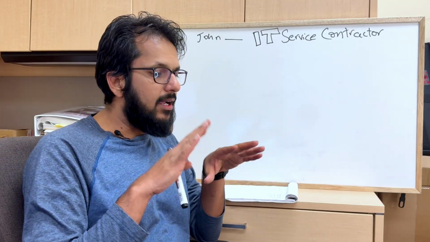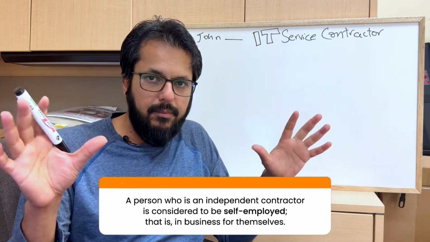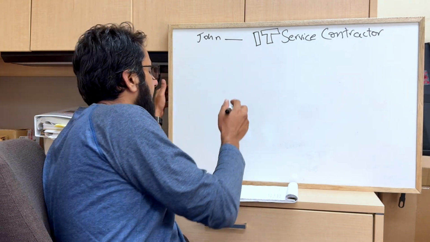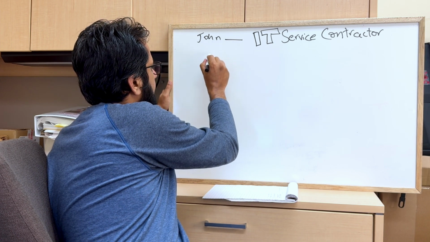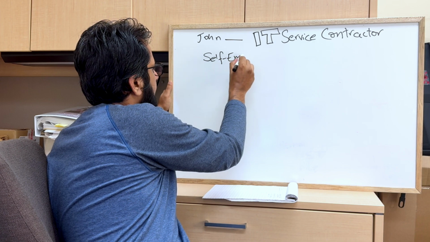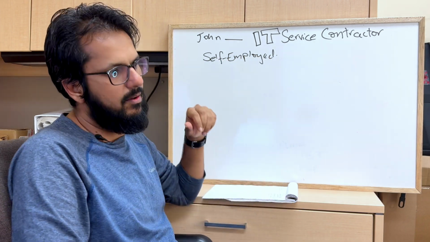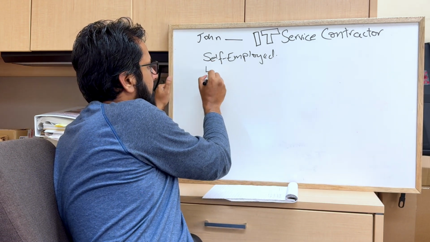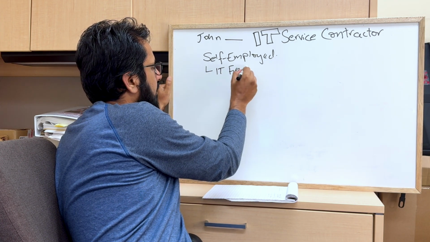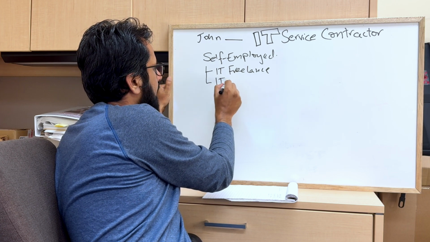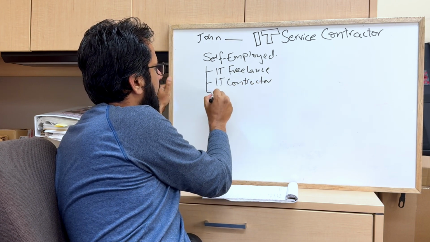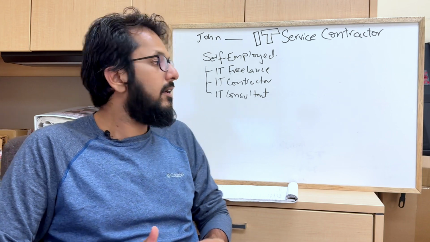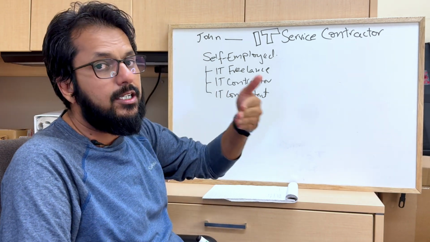The first thing is that a contractor is not an employee. So, no more employment. Now the second thing is, what are the options? The options are that this guy is going to be a self-employed professional. When I say self-employed professional, he could be an IT freelancer, an IT contractor, or an IT consultant. Why is this self-employed? I'm going to explain that to you shortly.